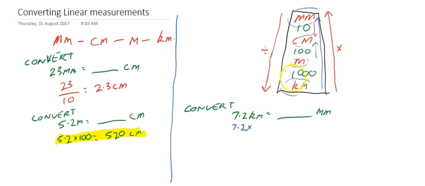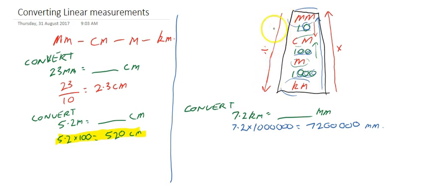And I need to multiply by 1000, I need to multiply by 100, and I need to multiply by 10. The easiest way to do that is to count up the zeros. 1, 2, 3, 4, 5, 6. I need to multiply it by 1 and 6 zeros, which is 1,000,000. So 7.2 times 1,000,000 equals 7,200,000 millimeters.